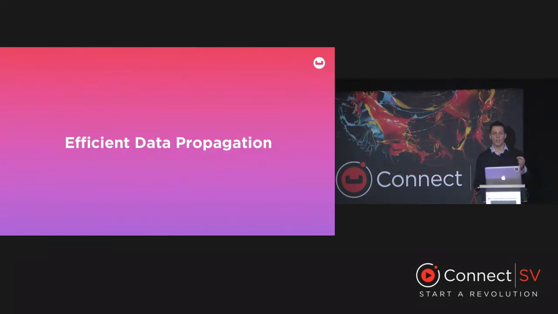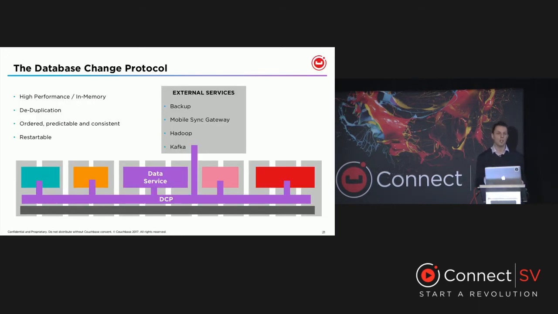Okay. And the third architecture concept I'd like to introduce to you is how we move the data around the cluster. When you write a document to Couchbase, how does it get to the other services? How does it get to the index service, to the analytics service, to the Full Text service? And the answer to this is what we refer to as DCP.